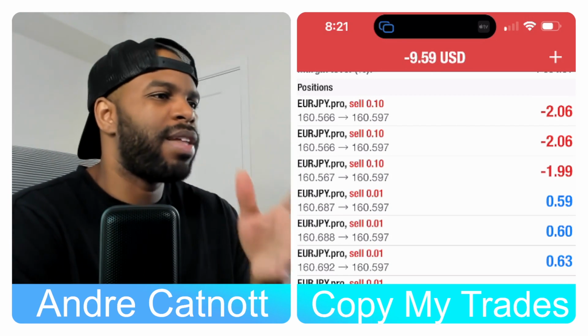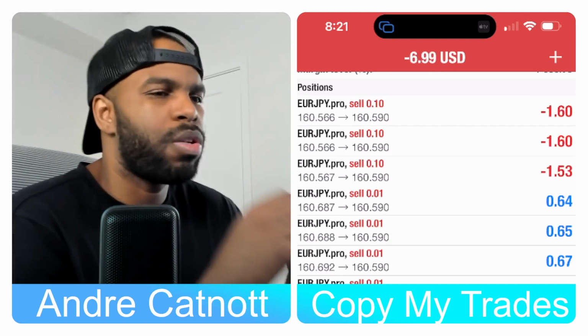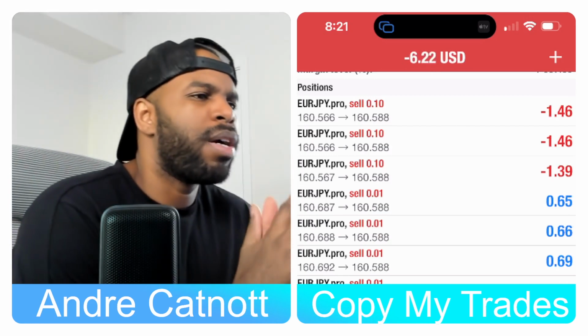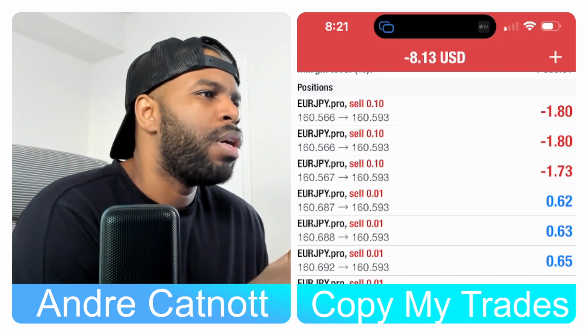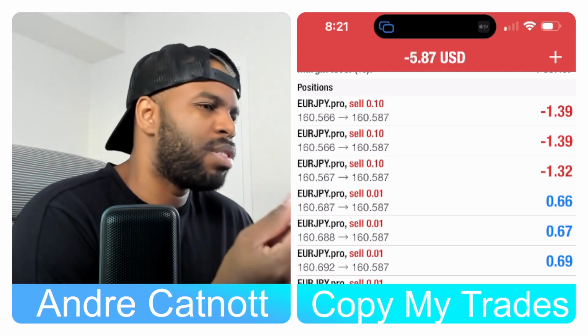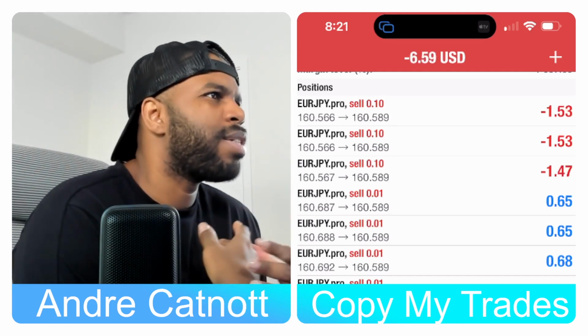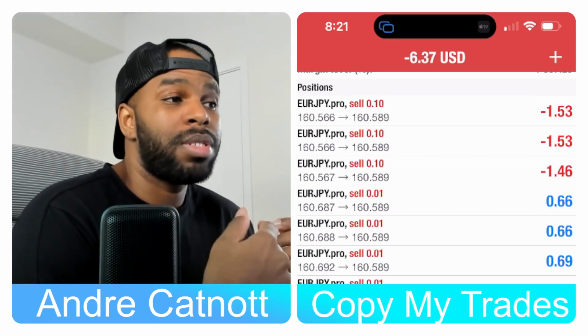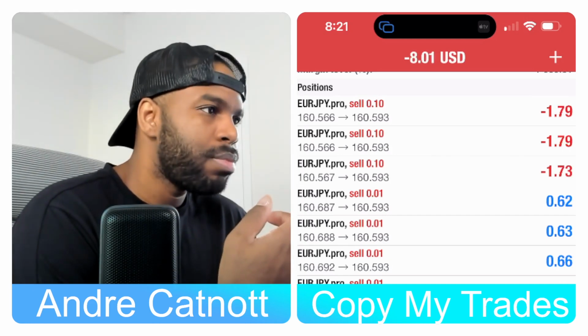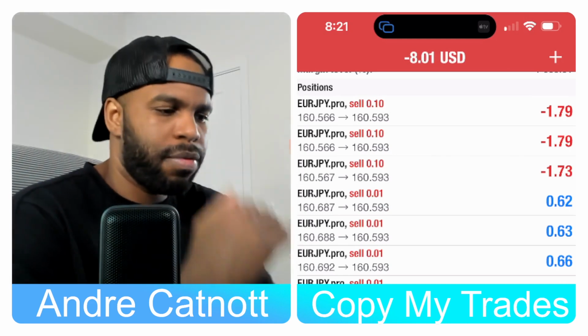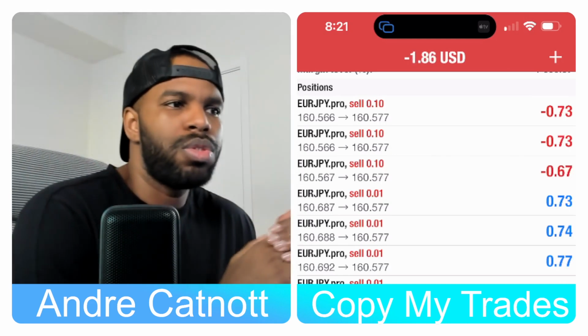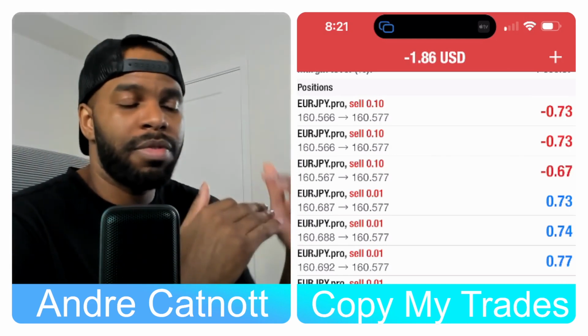Now there are settings that you can use. There's a whole bunch of settings when it comes to using this EA. But when it comes to copying my trades, it's simple. You just get the same trades that I take. But if you do decide to purchase the EA, then you have settings that you can use. You can utilize different settings, different strategies.